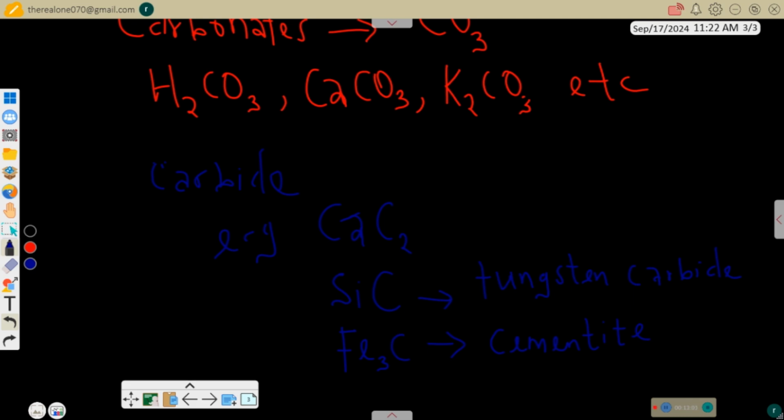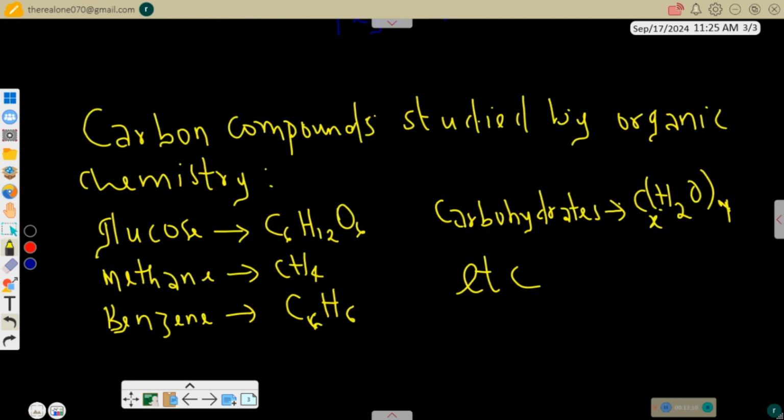So what are now the types of carbon compounds that organic chemistry studies? Let's see some examples. These are examples of carbon compounds studied by organic chemistry. We have glucose, C6H12O6, methane, CH4, benzene, C6H6, carbohydrate, CxH2Oy.